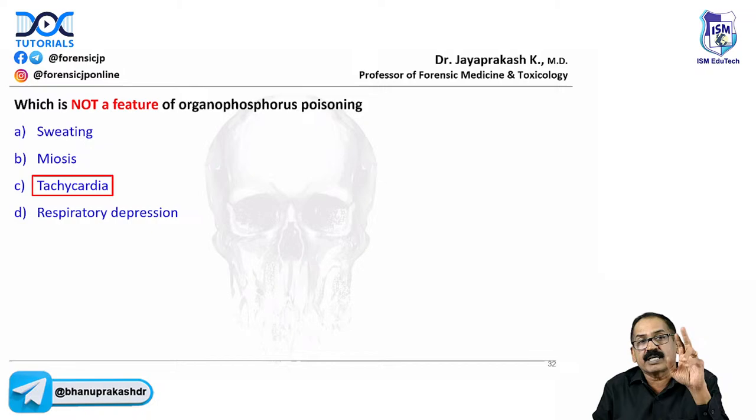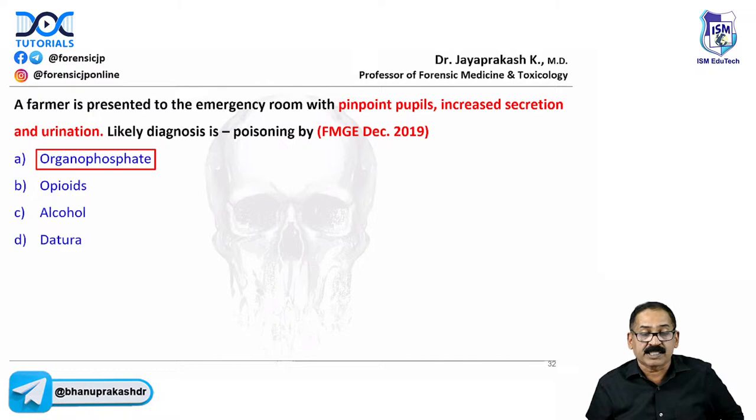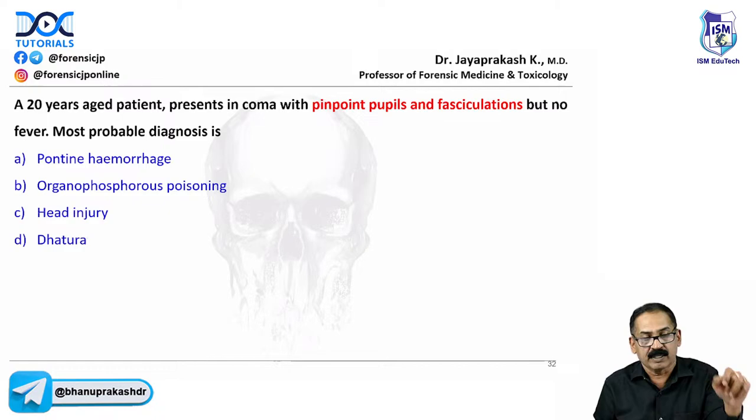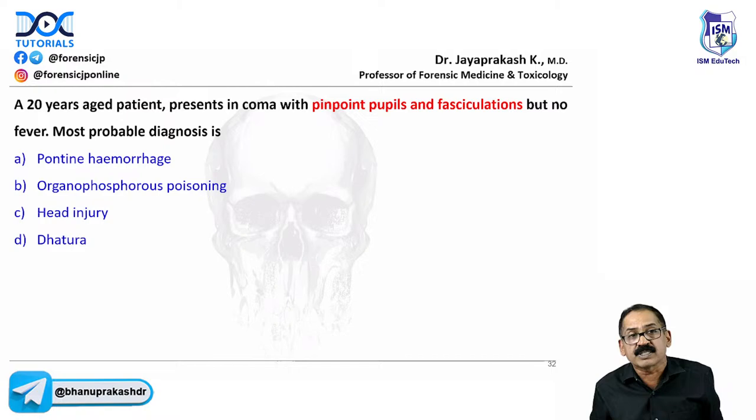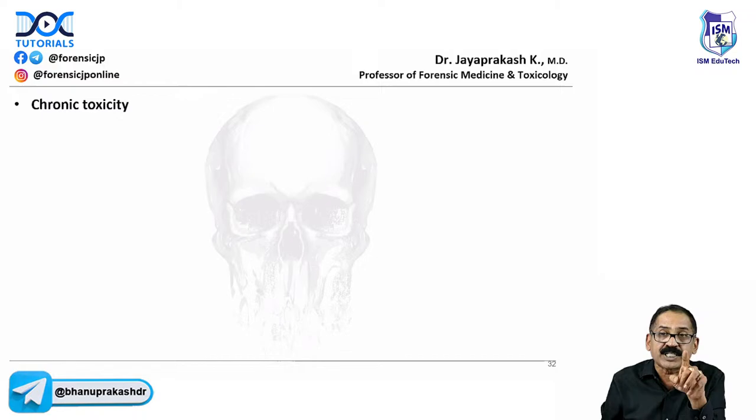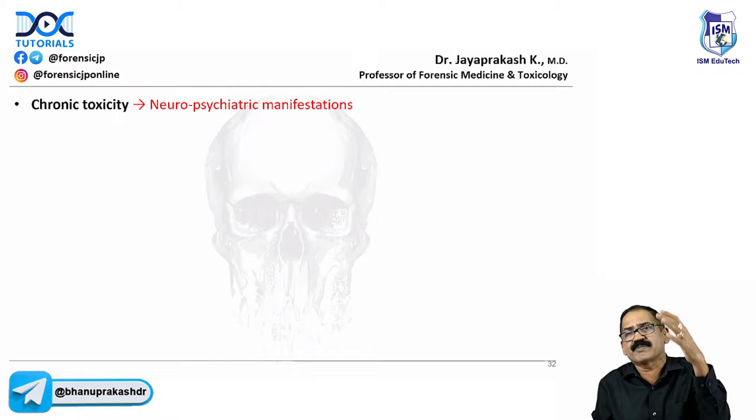A farmer is presented with pinpoint pupil, increased secretion and urination. Answer is organophosphate, asked in FMG, December 19. Normally for FMG exam, they always ask from cocaine, Datura, organophosphorus. Pinpoint pupil and fasciculation: once you see fasciculation, immediately your answer should be organophosphorus. Chronic toxicity gives rise to neuropsychiatric manifestation. They use it as spray, as a pesticide for arecanut trees, etc.